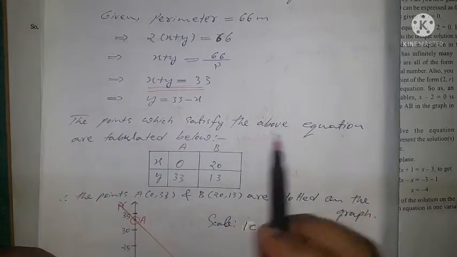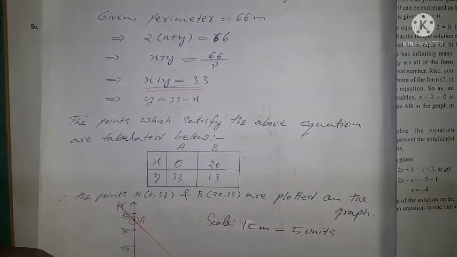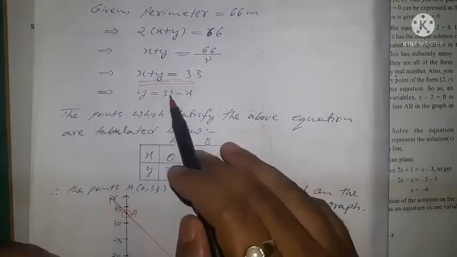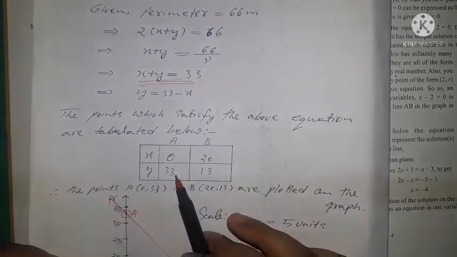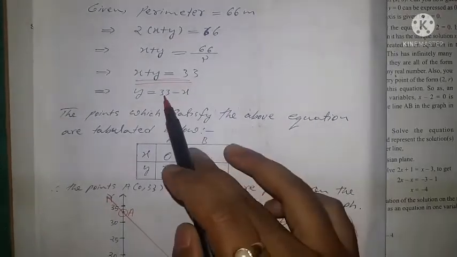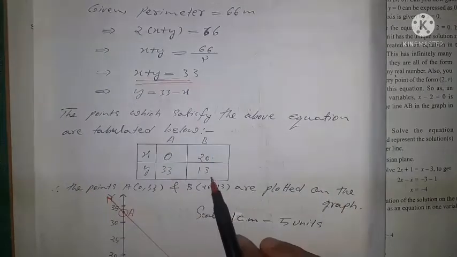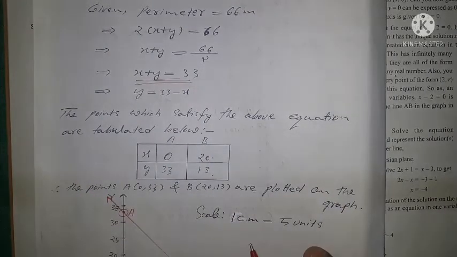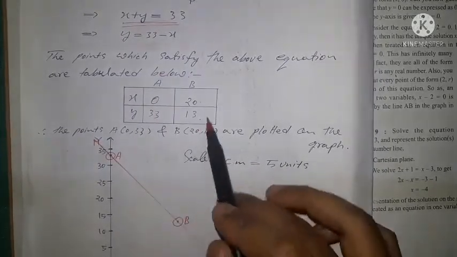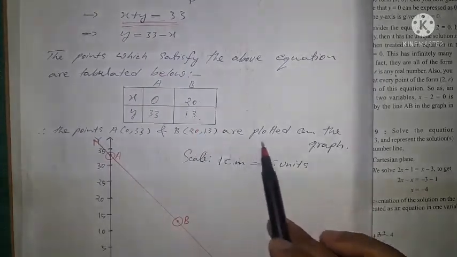So let's put this linear equation in a graph. The points which satisfy the above equation are tabulated below. That is, if we put the value of x as 0, the value of y will be 33, only 33 will remain. If we put the value of x as 20, then 33 minus 20, only 13 will remain. Therefore the value of y will be 13. Therefore the points, that is A 0, 33 and B 20, 13 are plotted on the graph.